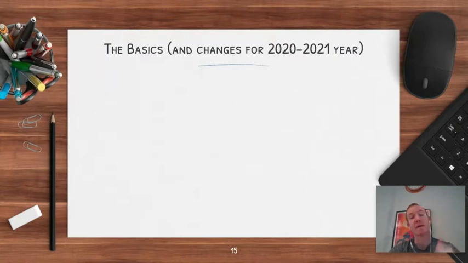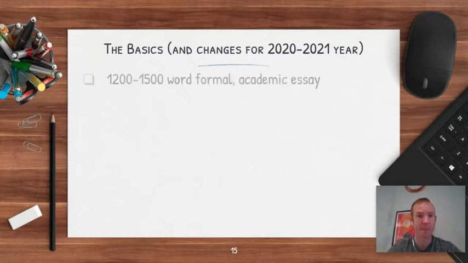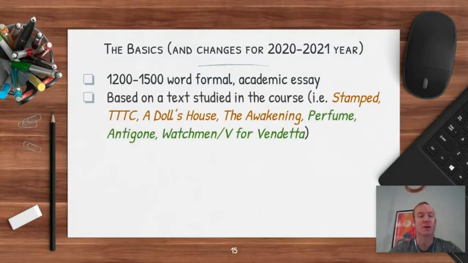I'm going to go over the basics as well as the changes for the 2020-2021 school year here very briefly, and then I'll talk about each one of these bullet points in turn as well. So first, the essay needs to be between 1,200 and 1,500 words using formal academic language. Your essay will be based on a text that we studied together in the course.